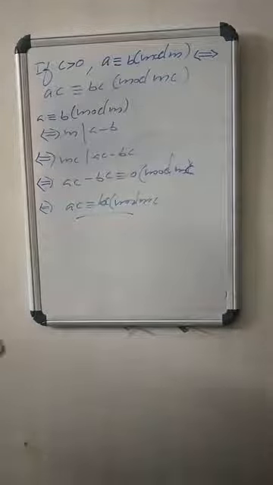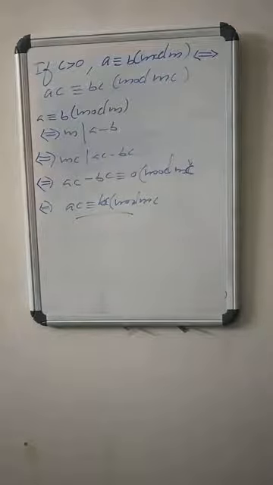In the previous example I already said that cancellation of common non-zero terms is not possible in general in congruence, but it is possible in some cases, where a cancellation law holds. If ac is congruent to bc mod m and if d is the GCD of m and c, then a is congruent to b mod m by d. That is the next result.